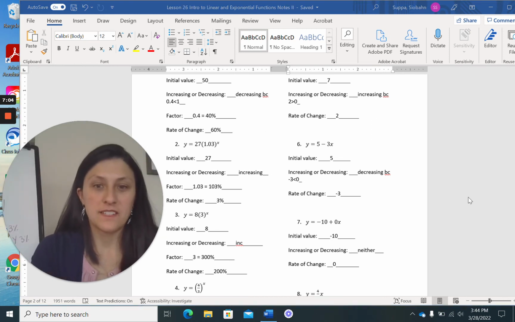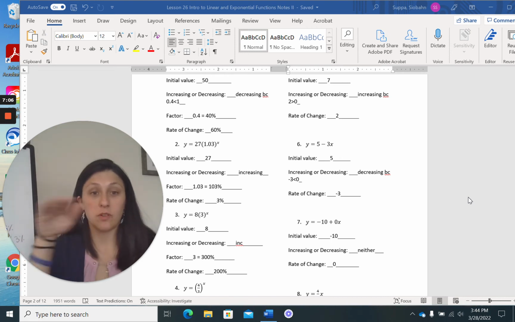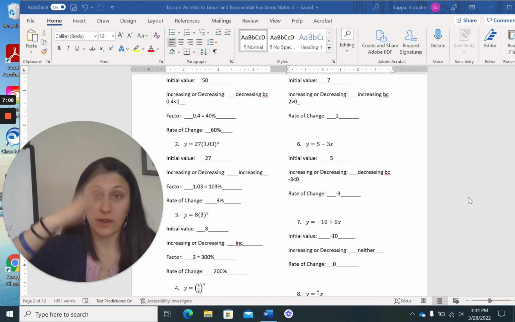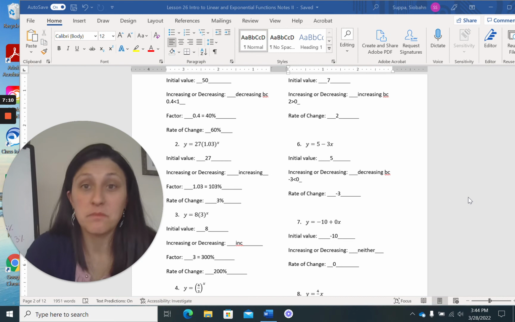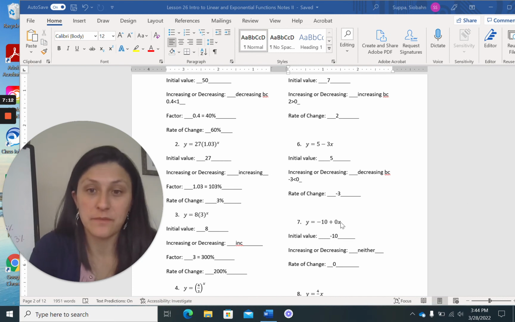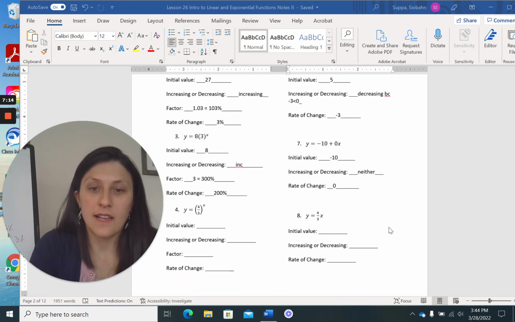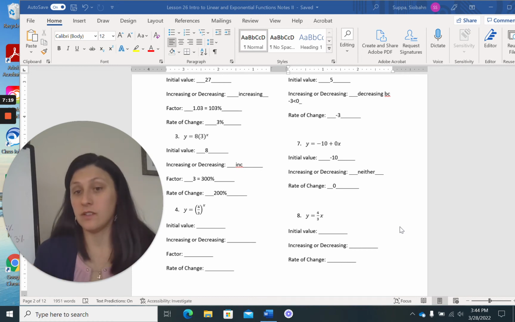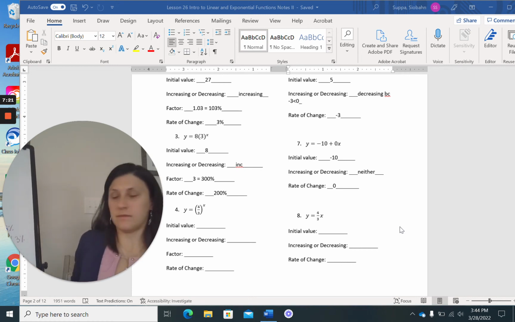Okay, so in other words, that means that this would be a horizontal line. It wouldn't be going up or down because the slope is 0. The rate of change is 0. Let's try these last 2 examples. So pause your video now and try those if you haven't already done so.